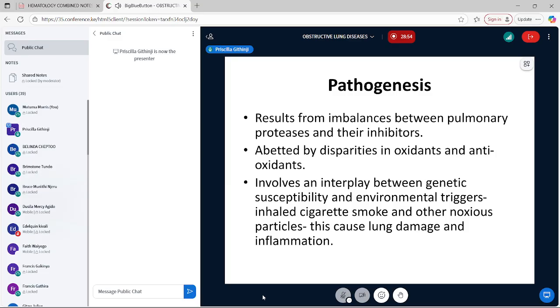Why is this important? Because we all know smoke. Maybe you have someone in your family who is a smoker, but you've seen there are certain people who smoke until they are 100 and never have a lung issue. Yet there is someone who will smoke and then when they turn 40, they start having lung issues. And this comes because of these genetic differences between one person and the other. So there's that genetic susceptibility that causes you maybe to have more pulmonary proteases as opposed to their inhibitors, or you have more oxidants than the antioxidants, and this will play a role in increased destruction and inflammation in the lung.